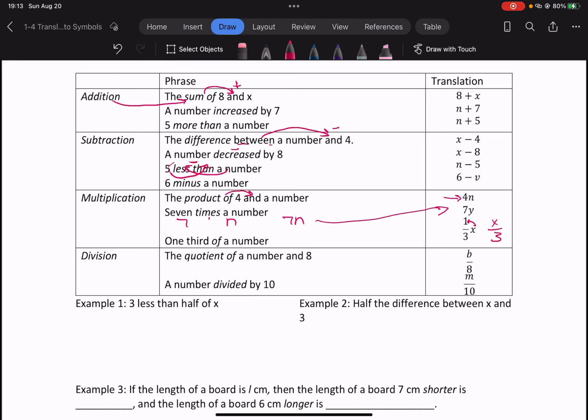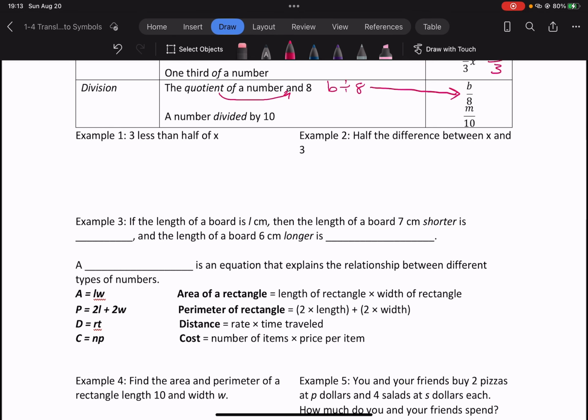The quotient of a number b and 8: there's my fraction bar, or I could have written b divided by 8. But generally when we deal with division, we'll use the fraction bar. A number divided by 10 is m divided by 10. So there are a lot of things we can look at when we start looking at expressions. Let's look at a couple of examples here.